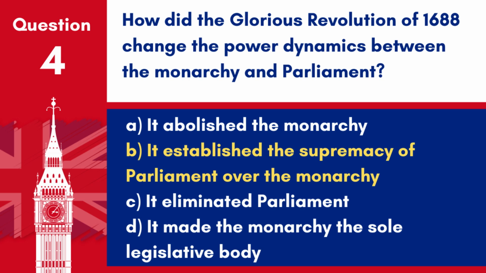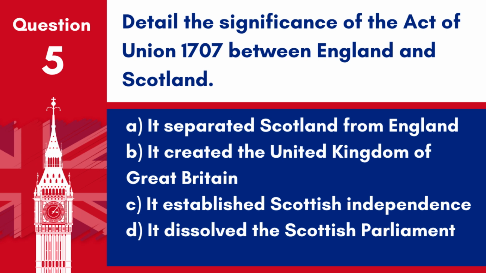The Glorious Revolution significantly altered the balance of power, firmly establishing Parliament's supremacy over the monarchy. Question 5. Detail the significance of the Act of Union 1707 between England and Scotland.